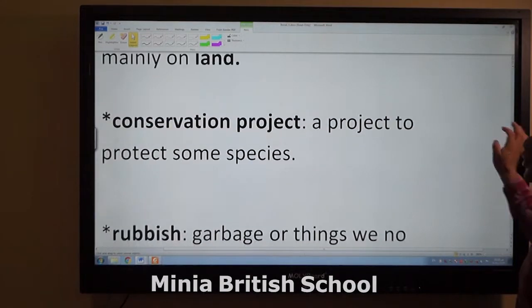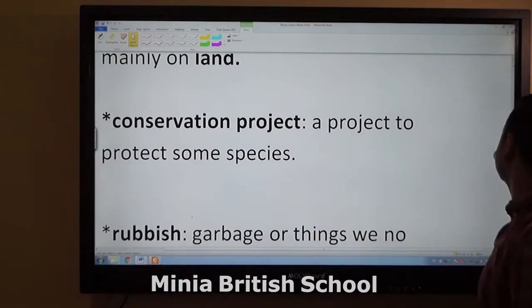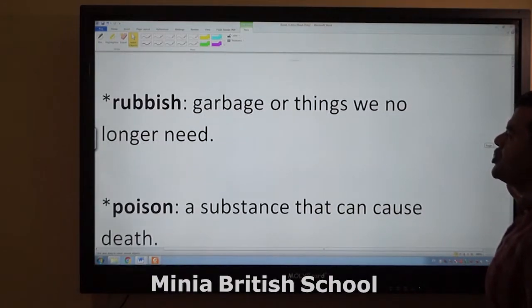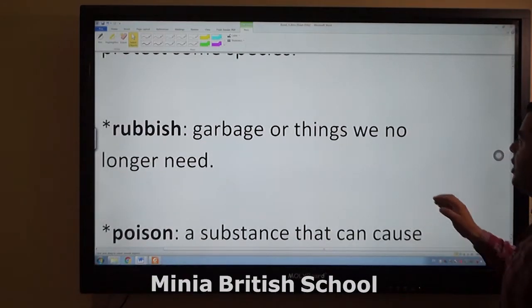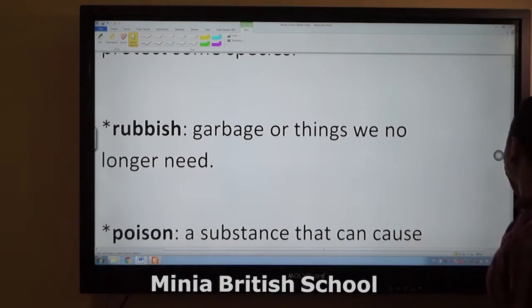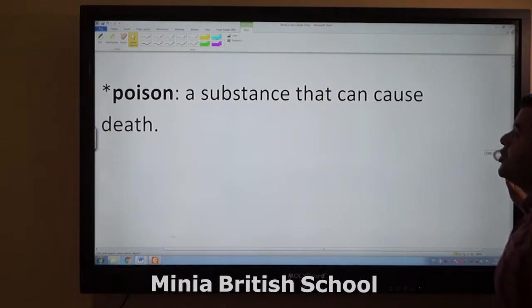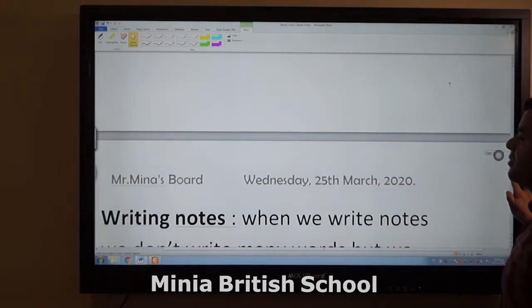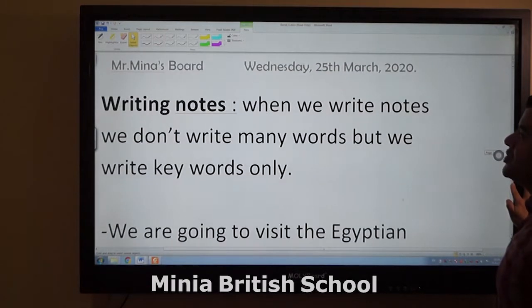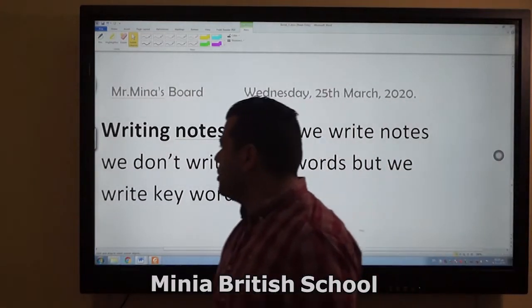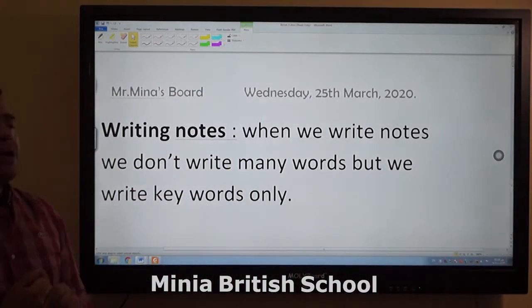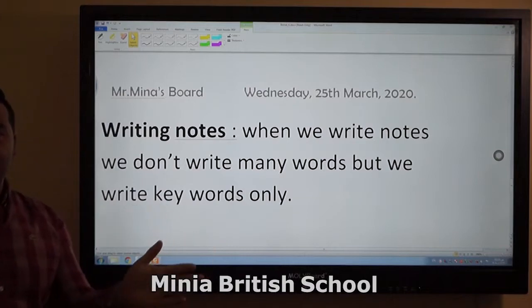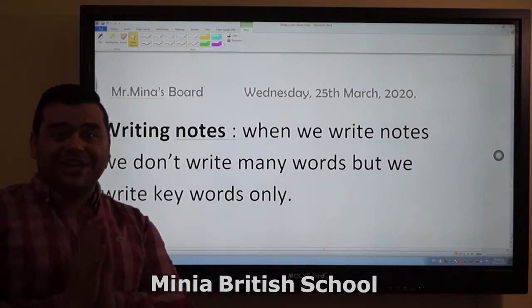Conservation project. A project to protect some species. And rubbish, garbage, or things we no longer need. Poison, substance that can cause death. That was number one. Number two now, we will take something very interesting and really very easy.